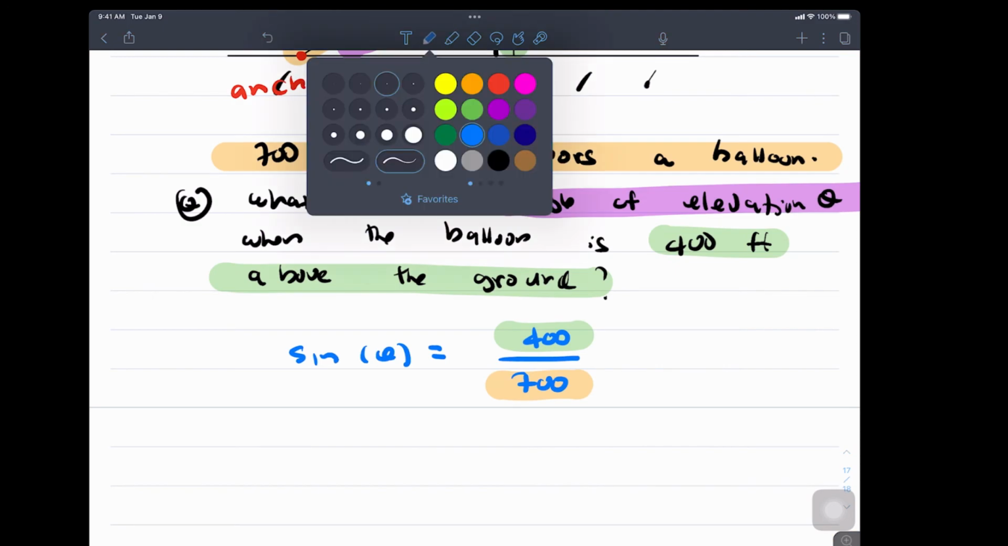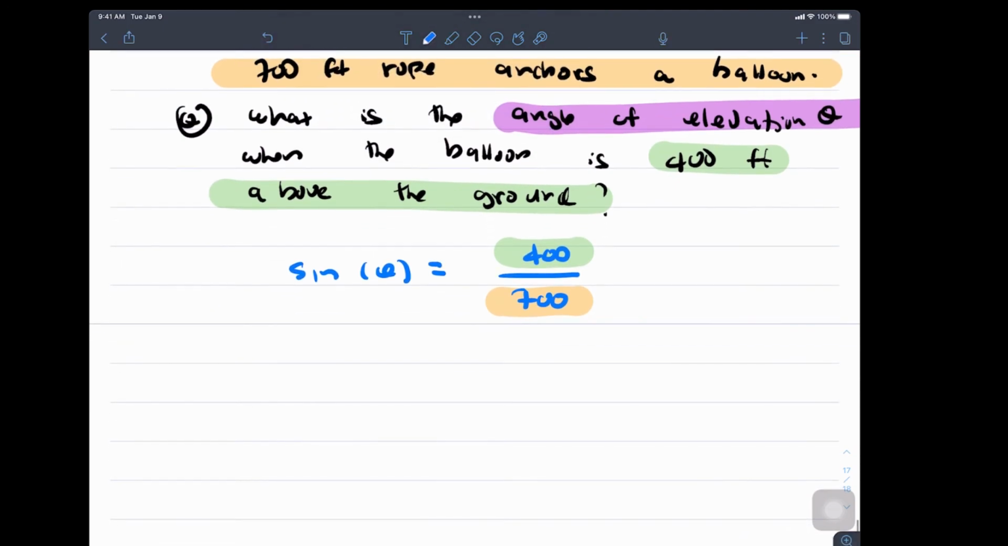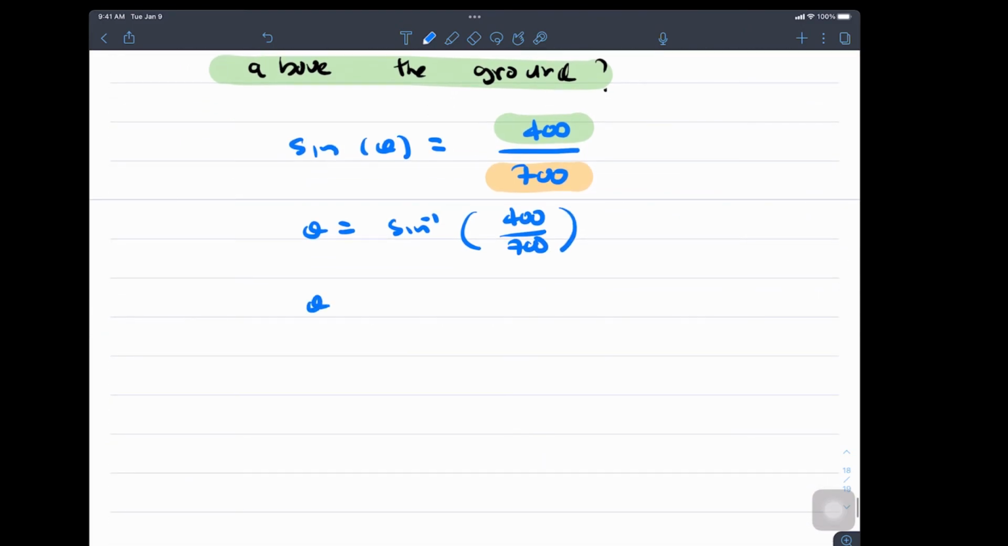What does that mean? That means theta is what? Inverse sine of 400 over what? 700. Okay, now you could use that. The mathematician in me says, Daniel, simplify, that's 4/7. Okay, you guys okay with this?